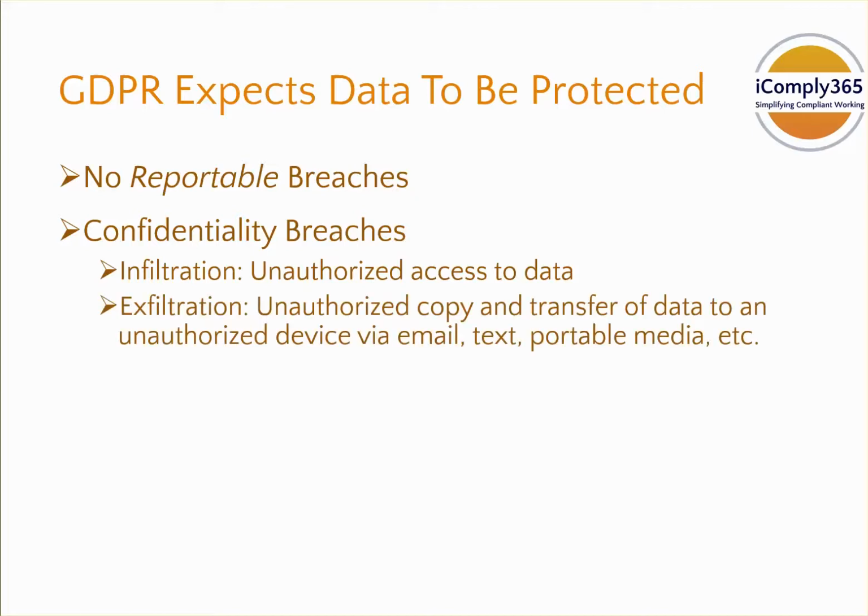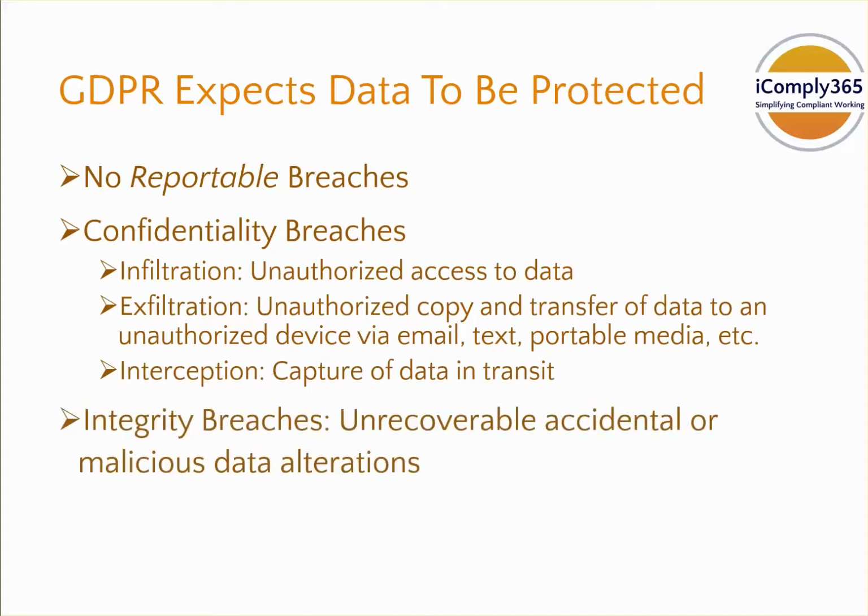Then you get exfiltration, where the data actually leaves the organization. Unauthorized copy and transfer takes place to some unauthorized device on the outside of the organization. And there are lots of ways that this can happen. It can happen via email, via text, via portable media. Again, malware just slowly exfiltrating data out over time. But the important thing to understand is that data leaves the organization. And there's interception, the capture of data in transit, which is always a bit of an issue.